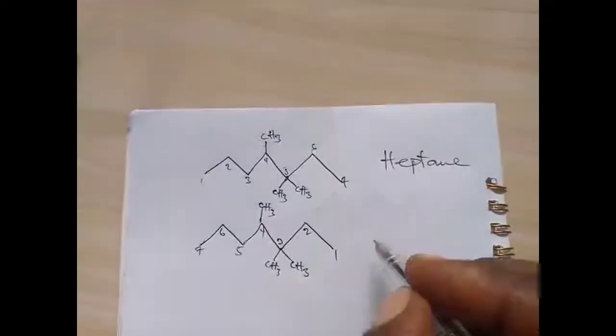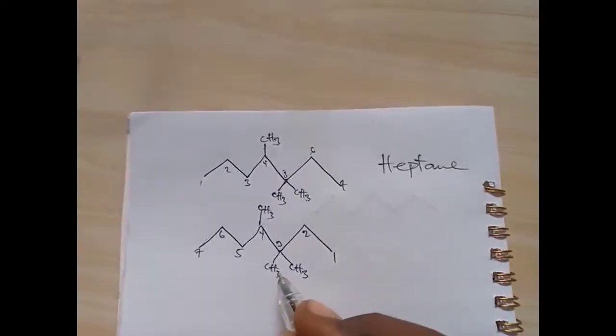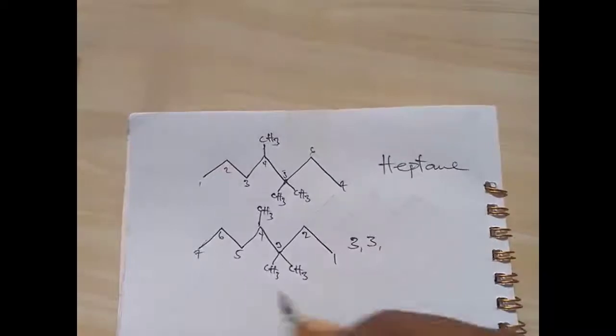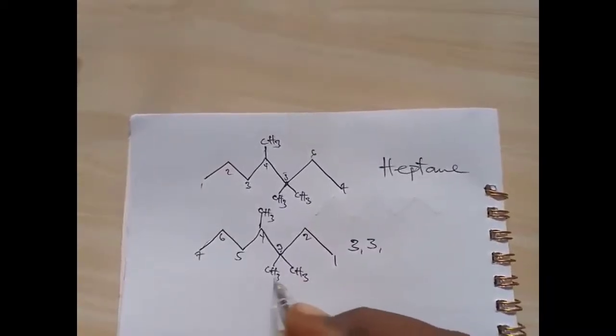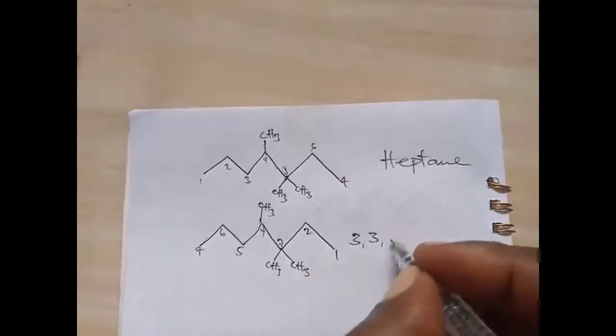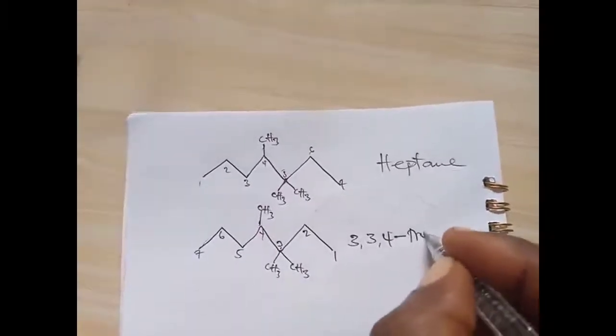So heptane being the parent chain, we have 3, 3. We're going to write 3 twice because at that 3 it has a double methyl group. So 3,3,4-trimethyl heptane.